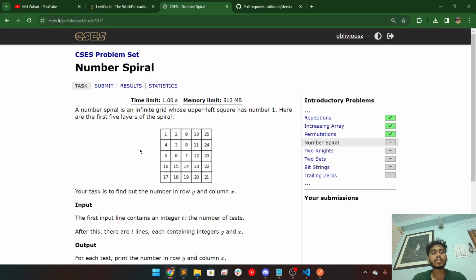Hey everyone, so moving on to the next question, which is Number Spiral. The number spiral is an infinite grid whose upper left square is number one. Here will be the first five layers of the spiral.